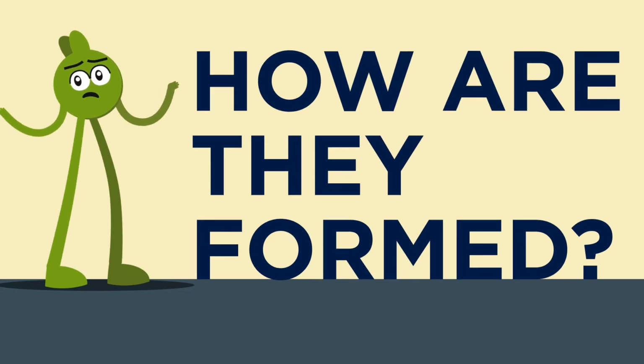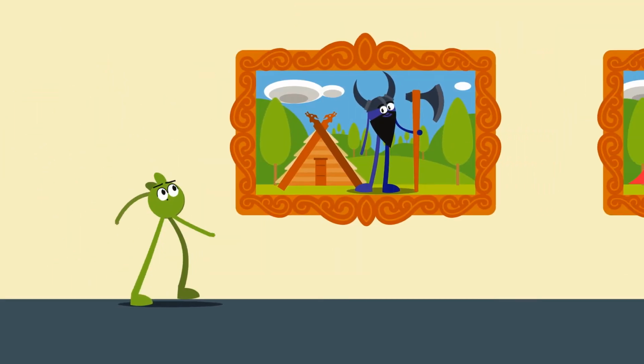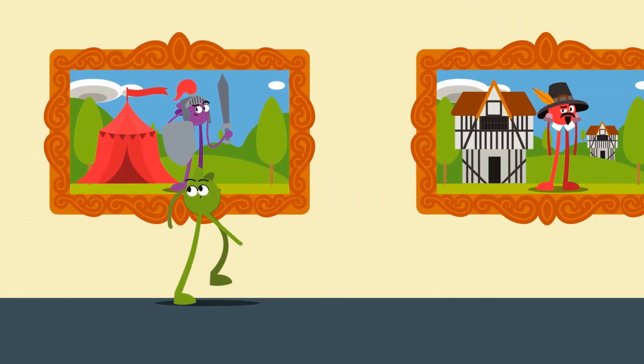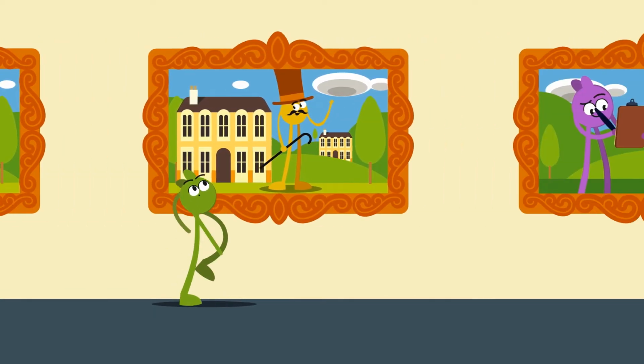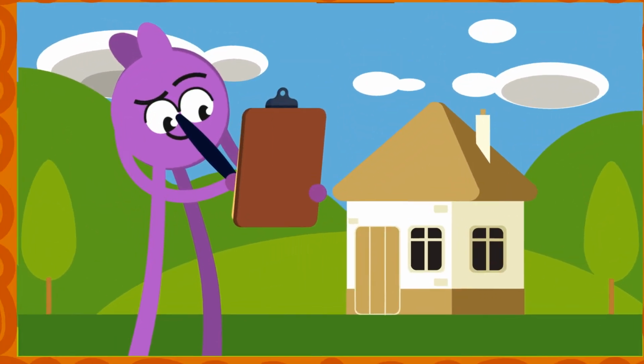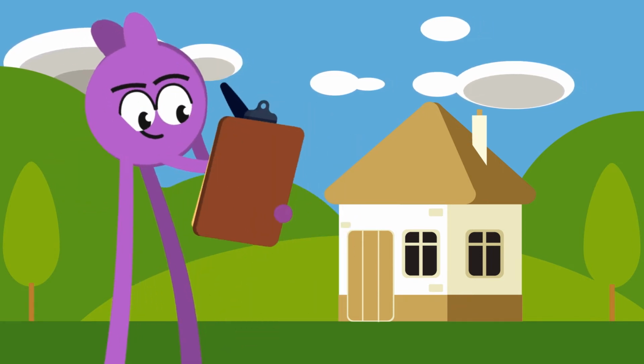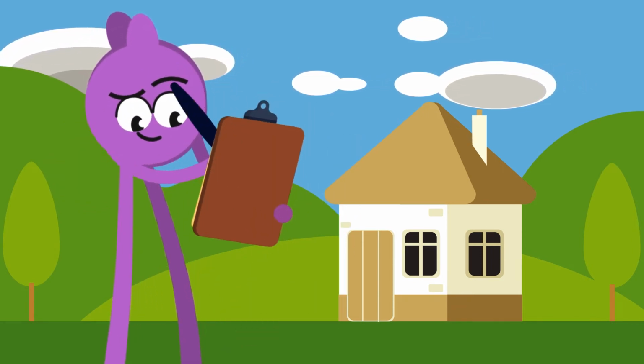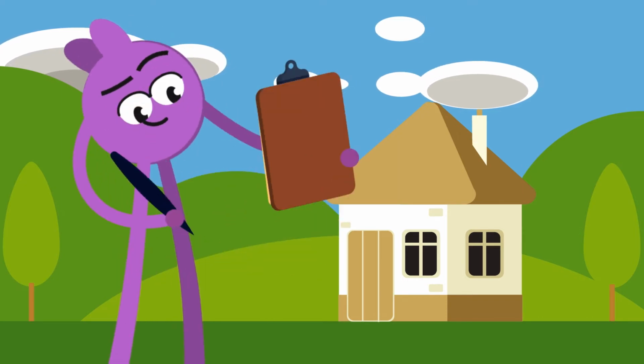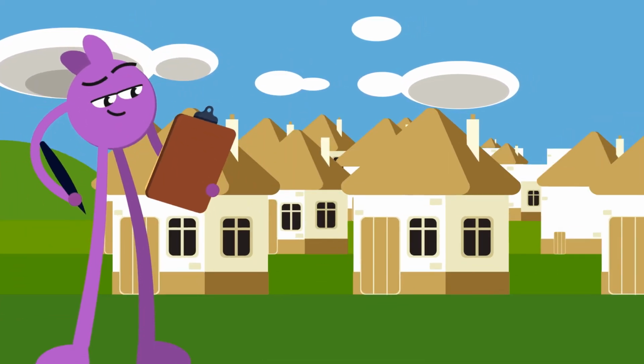How are they formed? Communities in Wales often have a very long history, and their boundaries are ultimately decided by Wales's local authorities. Communities are based on where people live, and local authorities will occasionally hold community reviews to consider how places change, for example, if a new housing estate has been built. So there you have it.